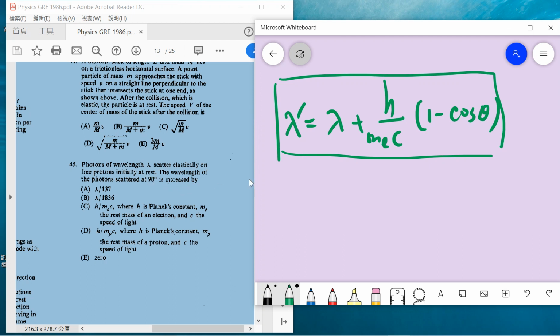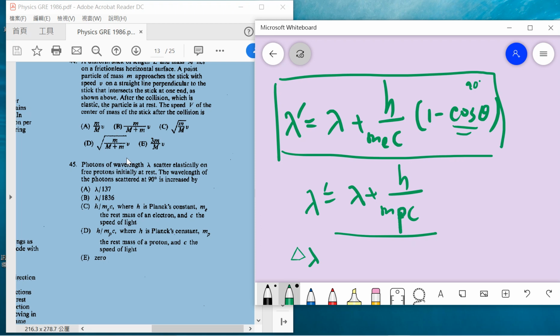Okay, so the angle is 90 degrees, so the cosine is 0. So lambda prime equals lambda plus h over m_e c. So what is delta lambda? The answer is obvious. But the difference is that the scattering is off a free proton, not an electron. So we need to change m_e to m_p, but the whole process is the same. So the answer is this one. The answer is D.